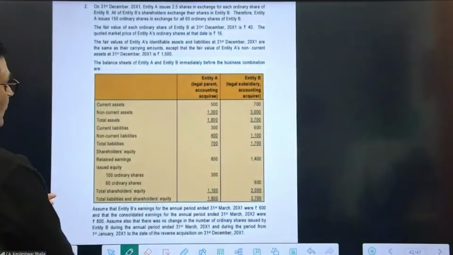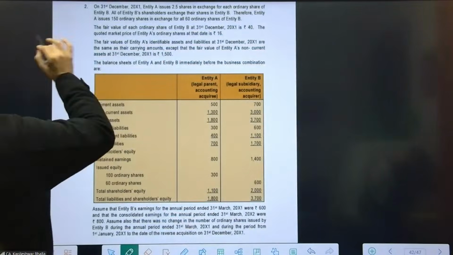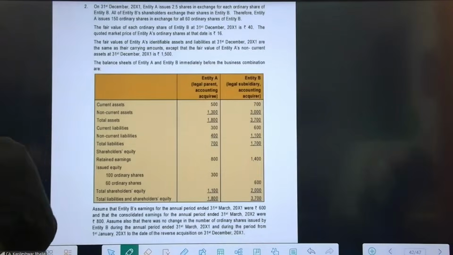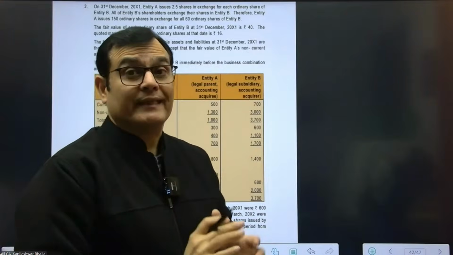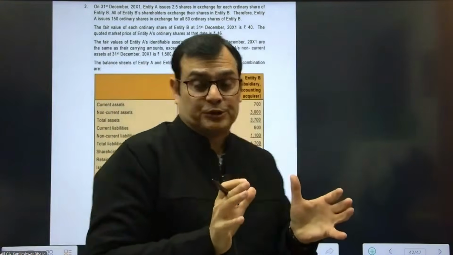Okay, so now let's read the question number 2. The focus is on the reverse acquisition, though we need to identify whether it is a case of reverse acquisition or not. That needs to be identified in the question.